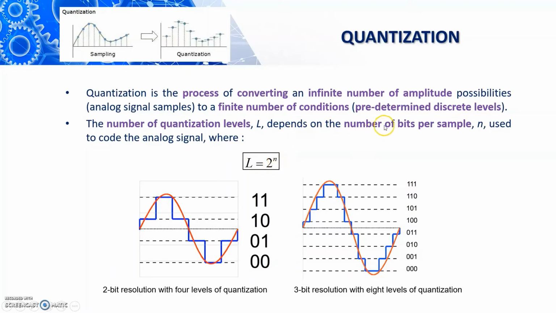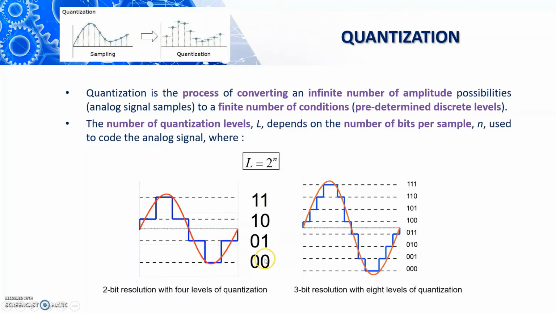Here n is the number of bits per sample, so the number of quantization levels will depend on the number of bits per sample. Let's take a look at this one. n here is equal to 2 bits, so the quantization level will be 4. L is equal to 2 to the power of 2, which is equal to 4. You can see here it has 4 levels: 1, 2, 3, 4.